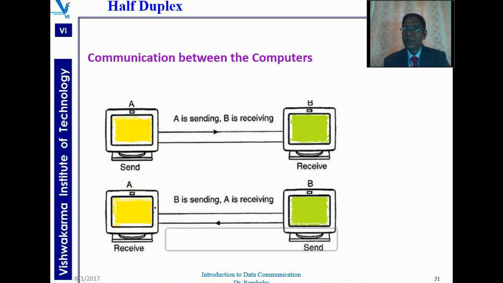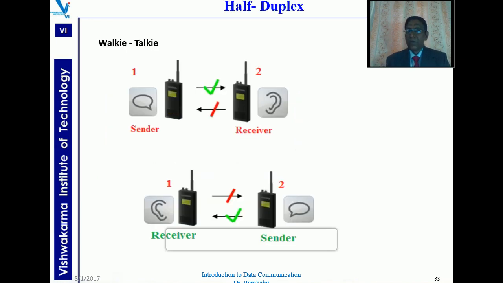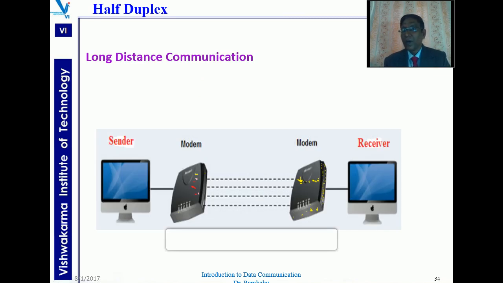Half-duplex communication can also happen between two computers. Here A is sending and B is receiving. At the second instance of time, B is sending and A is receiving. One of the best examples of half-duplex communication is walkie-talkie communication. Here walkie-talkie number 1 is transmitting and 2 is in receiving mode. Here 2 is in sending mode and 1 is in receiving mode. This is half-duplex communication.